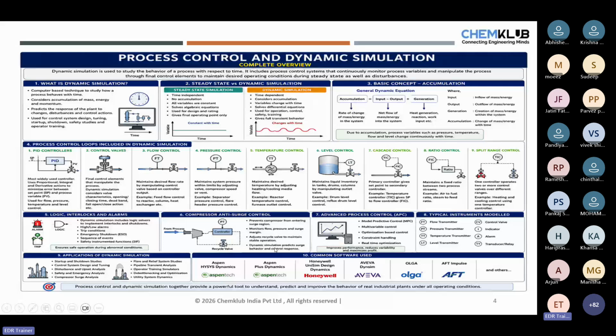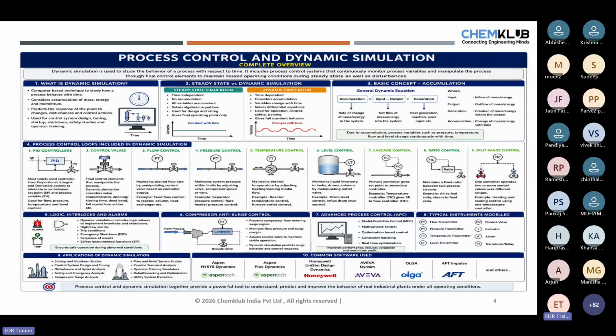Apart from Aspen, which I have named earlier, we have Honeywell, which is more or less similar software to Aspen HYSYS. We have AVEVA Dynsim. Then there are a couple of others like OLGA and AFT Impulse, which are very specific to flow transients and flow transfer. So these are basically OLGA and AFT.